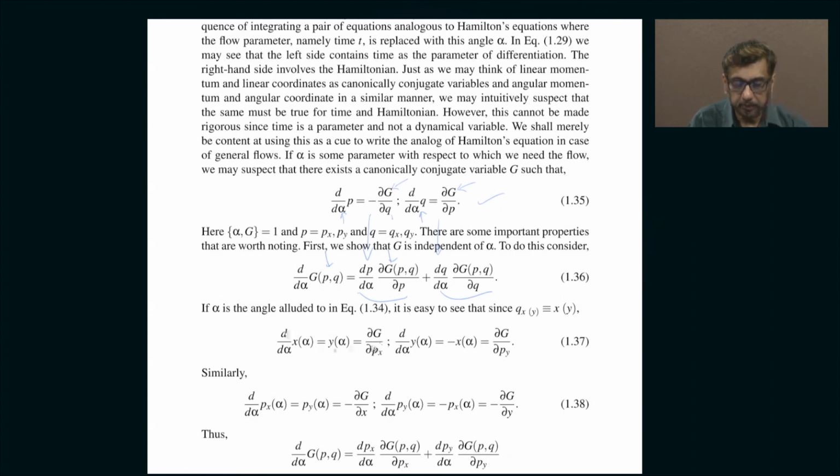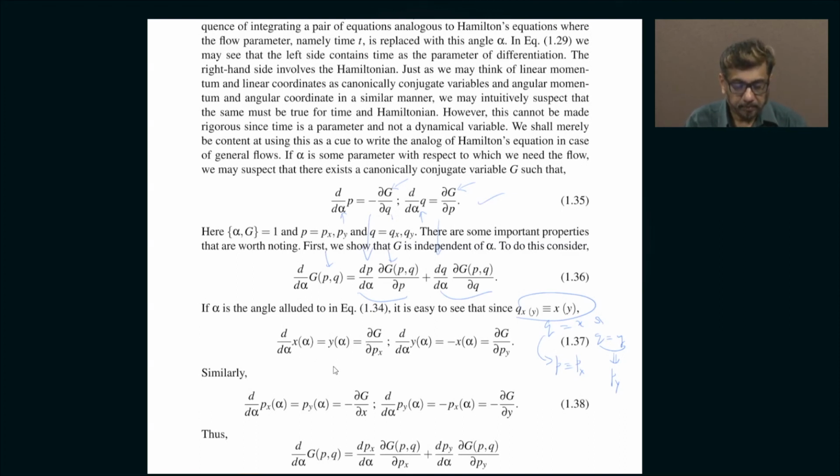Now I'm going to specifically make use of the fact that this alpha actually corresponds to an angle of rotation in the xy plane. So if that is the case, then I can explicitly write down. For example, this Q could be the x component. By this I mean the Q could be x or Q could be y. So if Q is x, then my P is P of x. But if Q is y, then the corresponding P is P of y. That's what I mean.